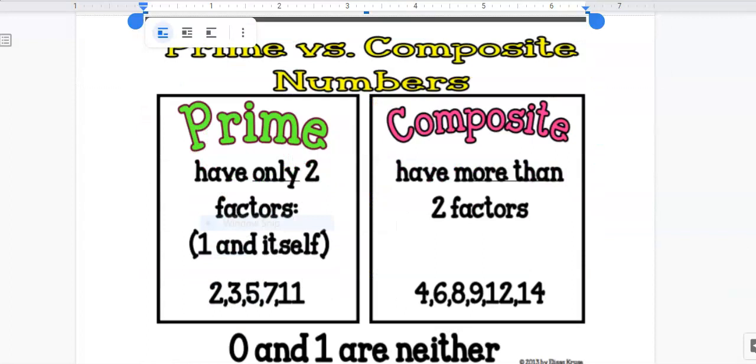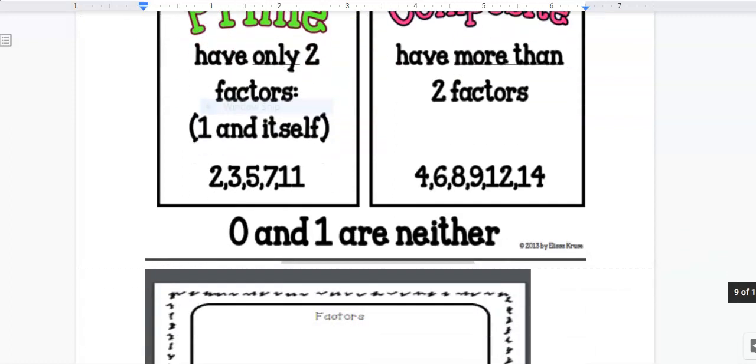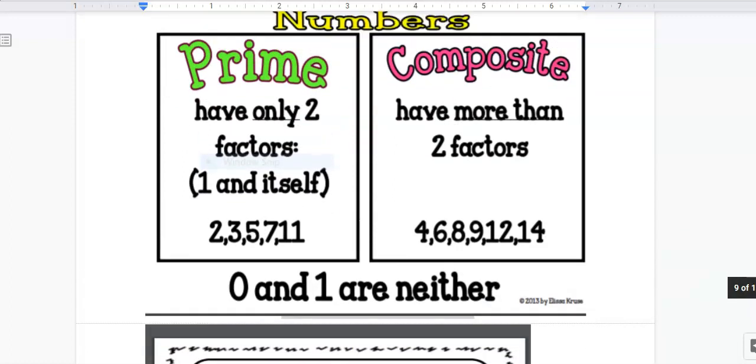All right. Now, I just want to talk a little bit about prime and composite numbers. Prime numbers only have one and itself as a factor. Composite numbers have more than two factors. Now remember, we talked about factors, kiddos, right? Factors are what make up the number you're working with. Multiples are what you get by multiplying by that number. So, a prime only has two factors, one and itself. So, 2, 3, 5, 7, and 11 are primes. There are also quite a few more.